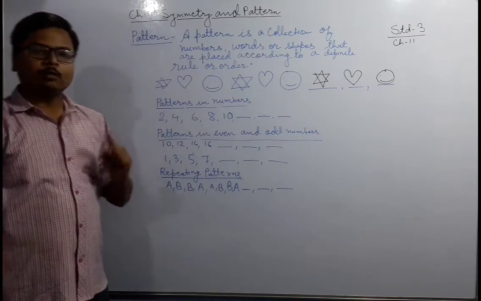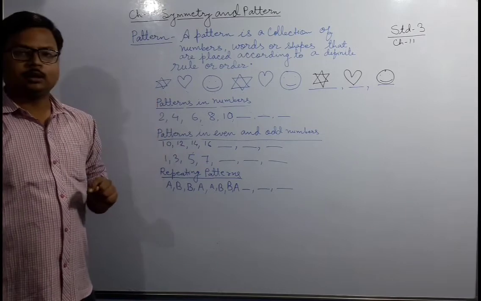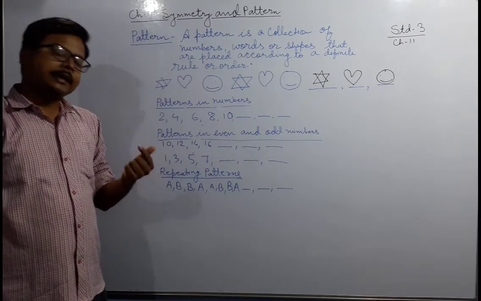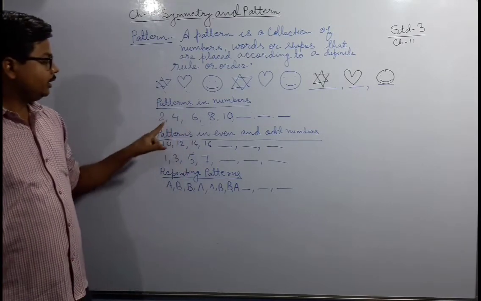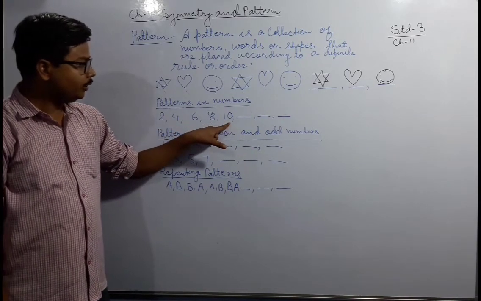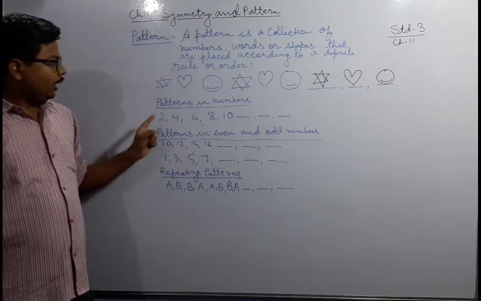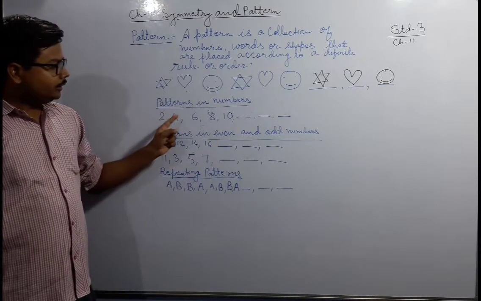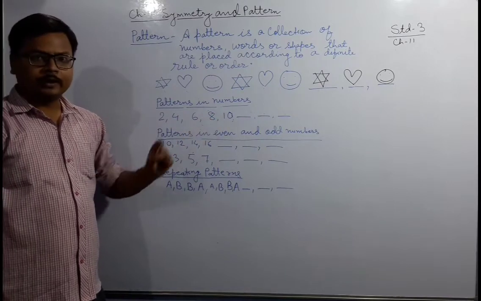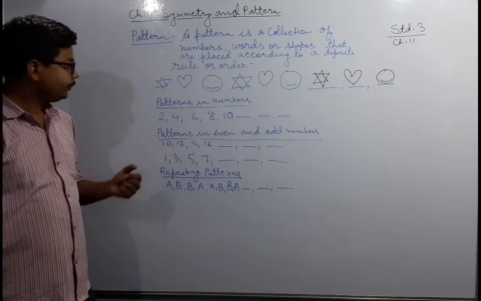Now patterns are of many types. The first one is patterns in numbers. So what is a pattern in numbers? As you can see here, 2, 4, 6, 8, 10. Then there are 3 fill in the blanks. Can you see that these numbers are following some kind of pattern? Okay, how? Let us see.